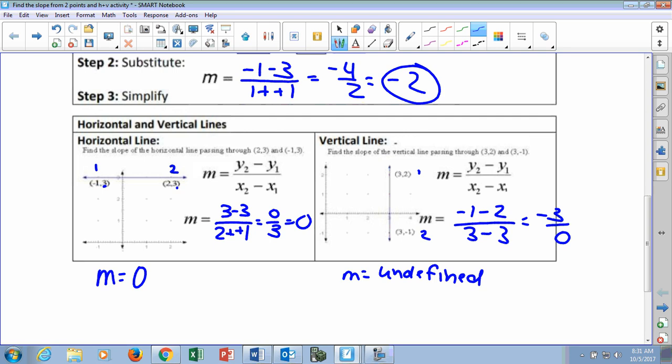All right, so using that formula. Now in the back, we're going to get more into the horizontal and vertical line explanation. So, moving on.